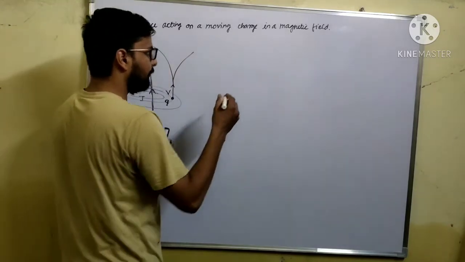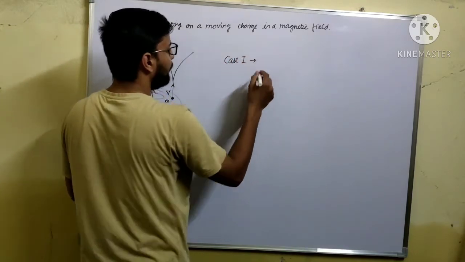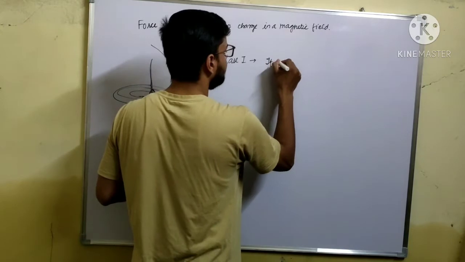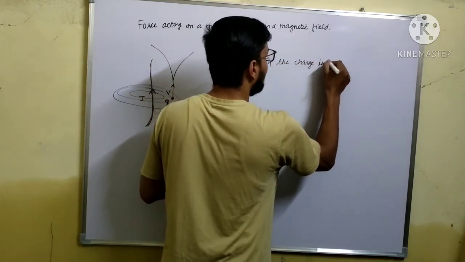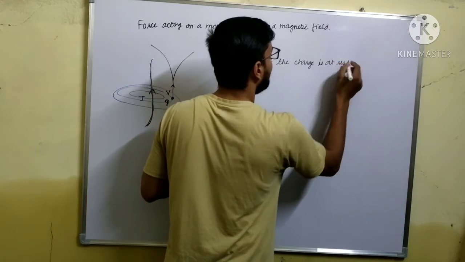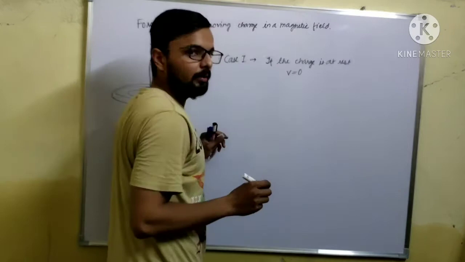So we are taking three cases. In case 1, if the charge is at rest, what will become 0? Its velocity will become 0.